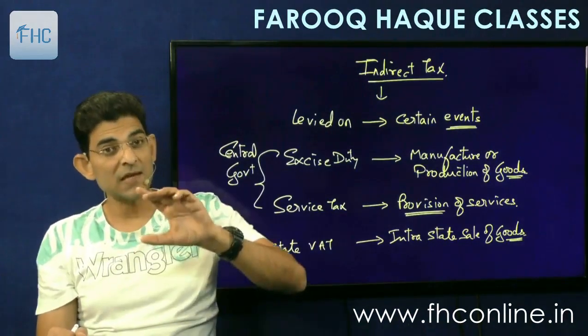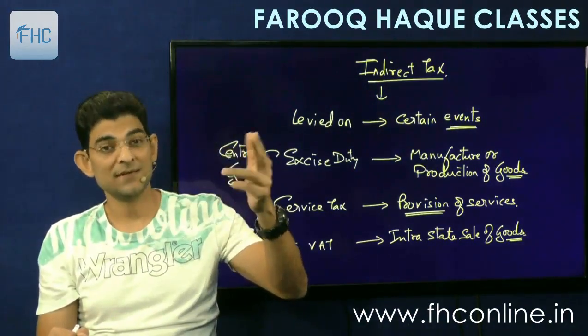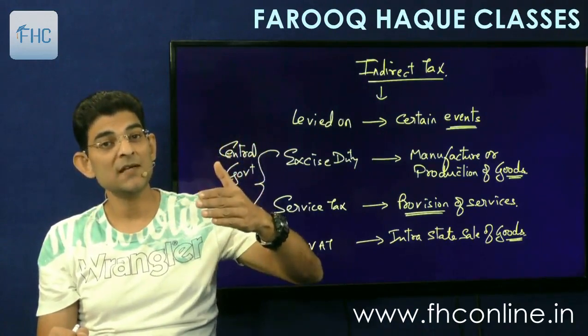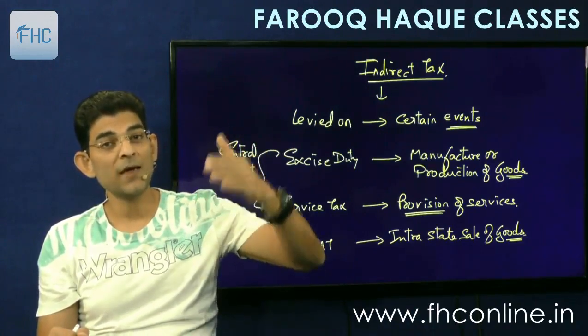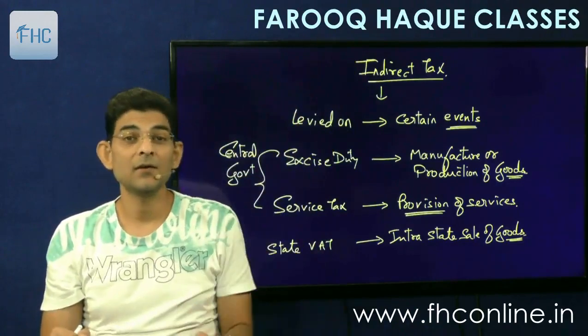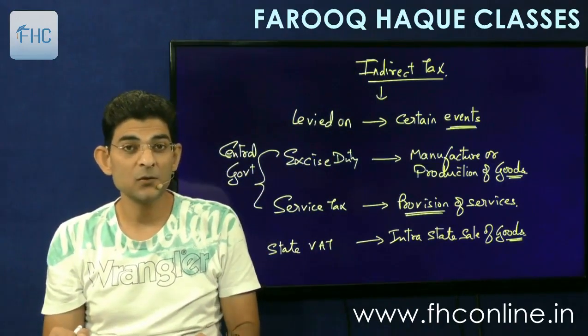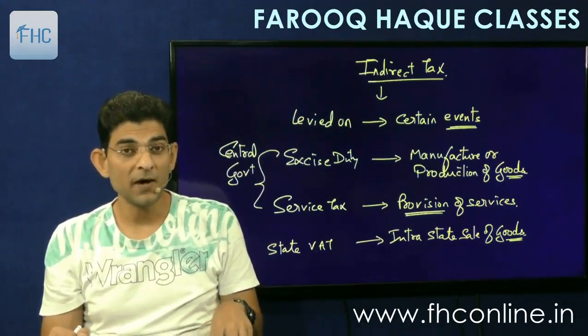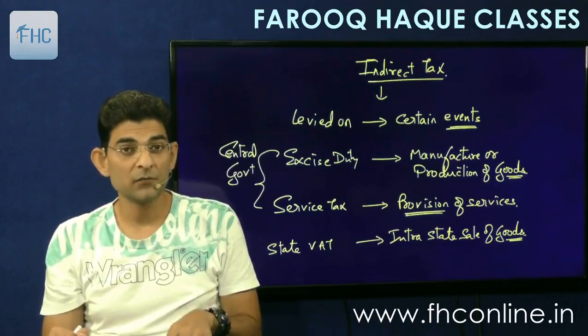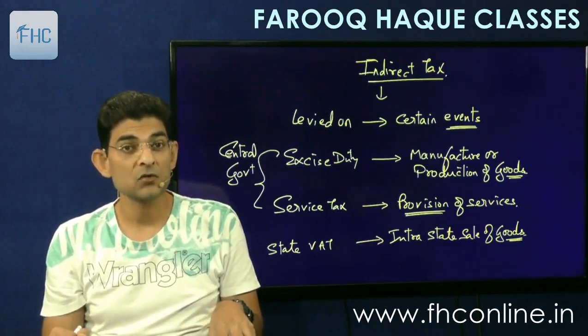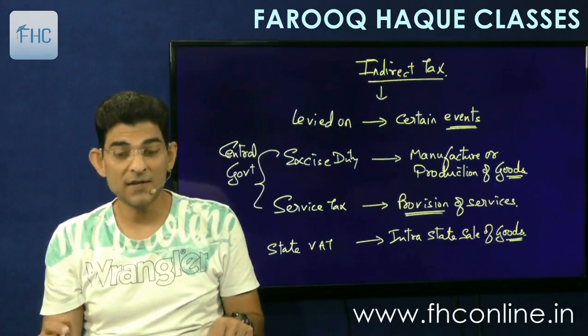Then what about the sale which is interstate? Interstate means the sale begins from Nagpur and ends in Delhi. I'm sending the goods from Nagpur to Delhi. So the buyer is of Delhi. The goods are moving from Nagpur to Delhi. So that was called interstate sale.